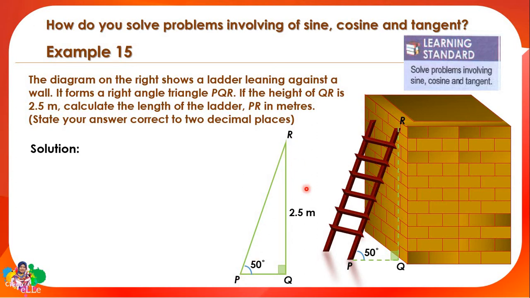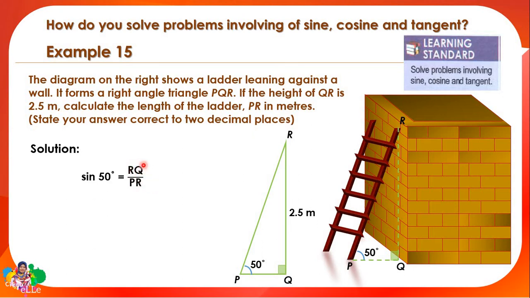So how to find PR? By using trigonometric ratios, you can find any side if you have one of the angles and you know at least one side. If you know the measurement of one side, then you can find the other side. If you refer to angle P, 50 degrees, QR is the opposite side, and you want to know the length of PR. This one is the hypotenuse. So opposite over hypotenuse, you have to use ratio sine. So sine 50 degrees equals RQ over PR.